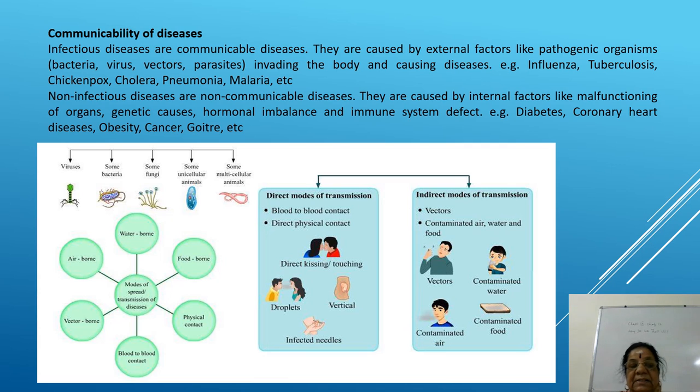Direct kissing and touching. And then droplets: when a person is coughing or sneezing, the droplets will spread to another person passively through air. So it is droplets that is given. And then vertical transmission, when it is possible, then infected needle.